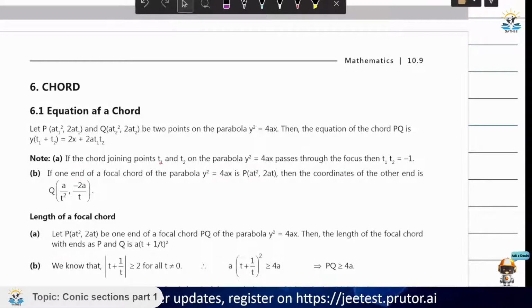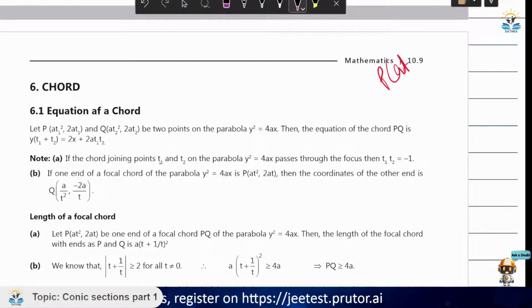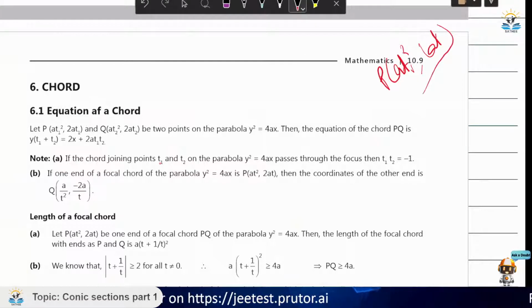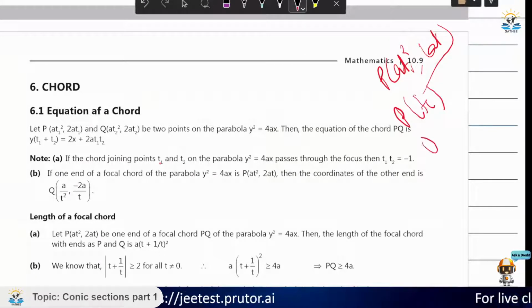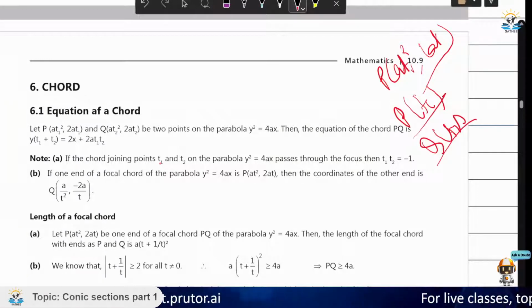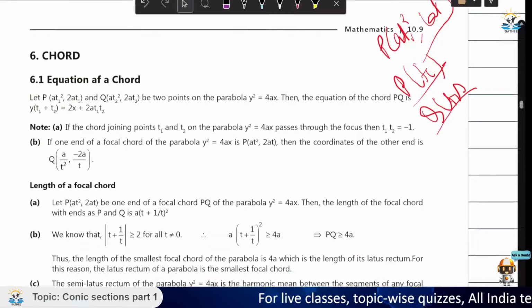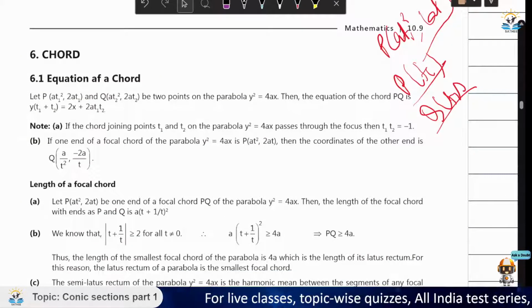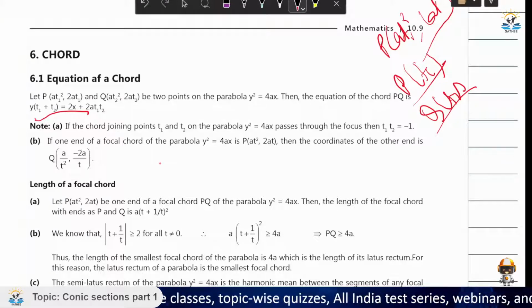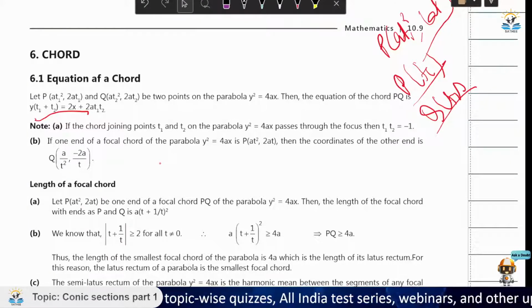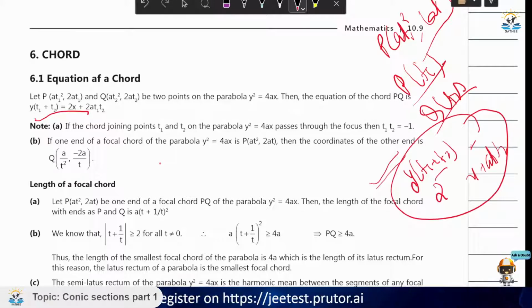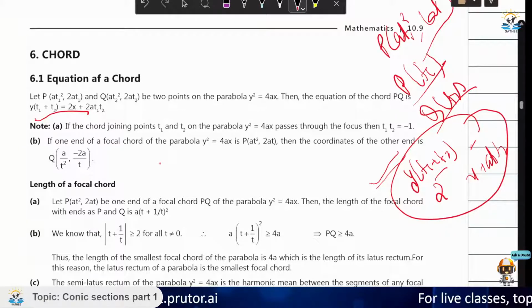Often, rather than writing P as (a t1 square, 2a t1), we can simply write P as t1 and Q as t2. What do we mean by t1 and t2? These are the two points with parameters t1 and t2. Then the equation of the chord is, I prefer writing it as, M of y equals x plus a t1 t2.